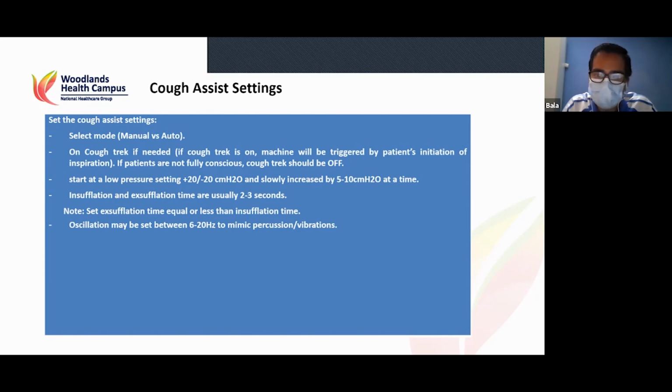And insufflation and exsufflation time is usually 2 to 3 seconds. Something to note is the exsufflation time should be less than or equal to insufflation time. It cannot be more than insufflation time. That's based on an article study. It also has oscillation, which is airway oscillation. It will reduce the viscosity of your secretions. You can set this oscillation, and it mimics percussion or vibration. So that's your cough assist setting.